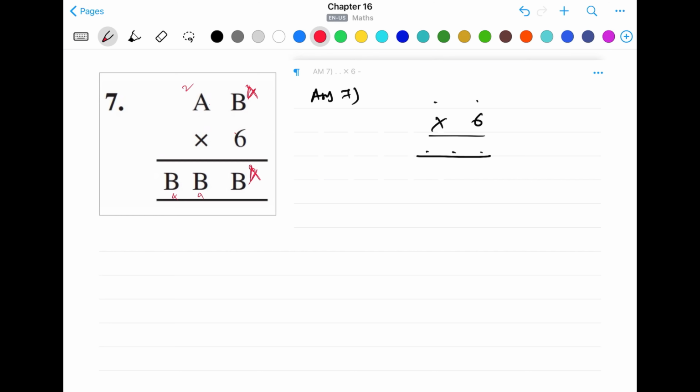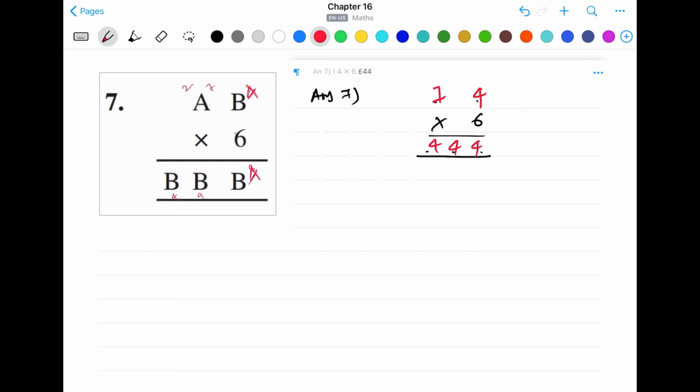Okay, so if we multiply this 6 by 7, adding this carry 2, we get 6 into 7 is 42, 40 plus 2 is 44. That means these values are satisfying our result. So the answer here will be 74 multiplied by 6 will give us 444.